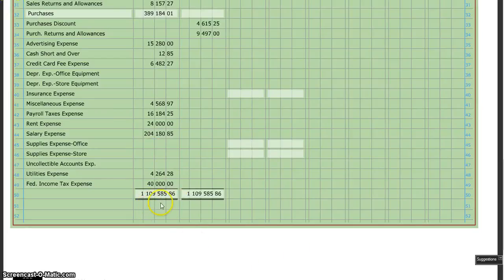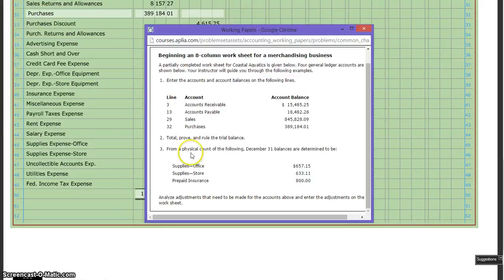Okay, we're back. Check to see that you calculated the following: $1,109,585.86 for both the debit and credit. And now we know that we can move on if our trial balance is in fact in balance. So our next set of directions, number 3, says from a physical count of the following, December 31st balances are determined to be. So this is where we make the adjustments like we did in the other worksheet that we did for the service company.